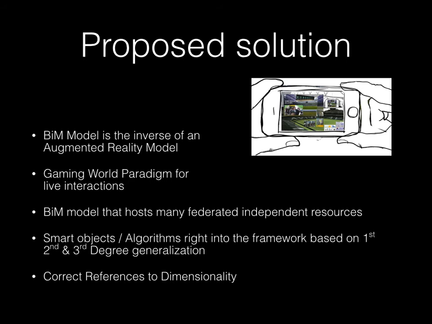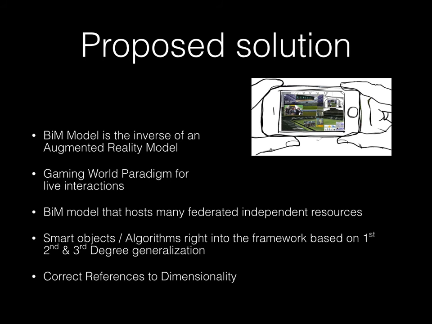And trying to have smart objects from the get-go, the ability to really do algorithms from things that are primitive objects, and to have first, second, and third degree generalization. First degree generalization is, this is a rope. Second degree generalization is a shape, a triangle. A third degree generalization is a concept like relativity.